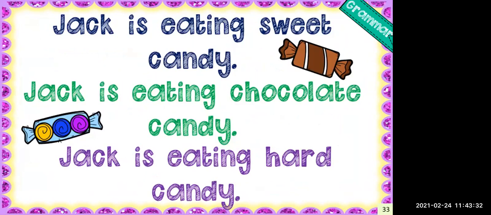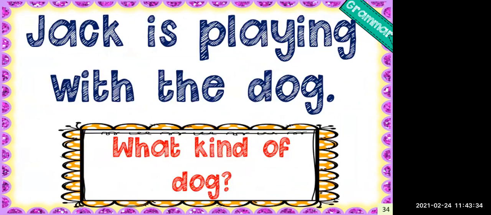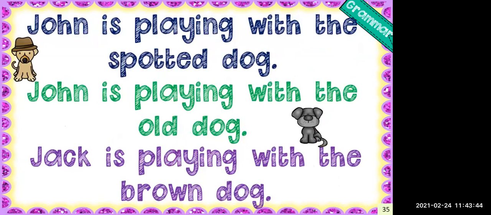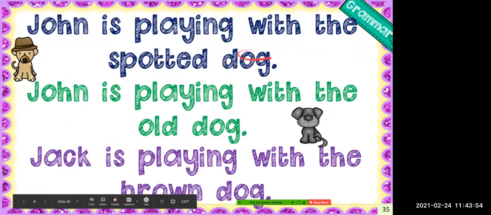Jack is playing with the dog. What kind of dog? We can say Jack is playing with the spotted dog. Jack is playing with the old dog, or Jack is playing with the brown dog. So in these sentences, spotted is the adjective describing dog. Old is an adjective describing dog, and brown is an adjective describing what kind of dog.